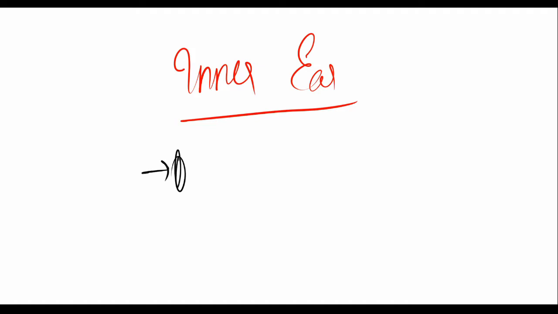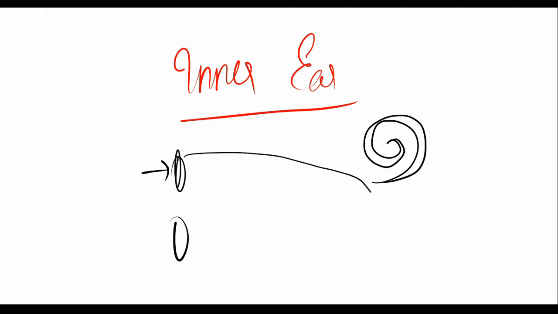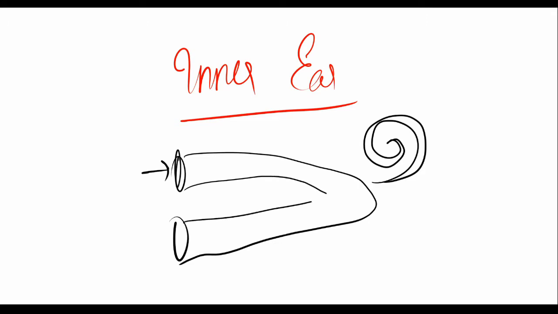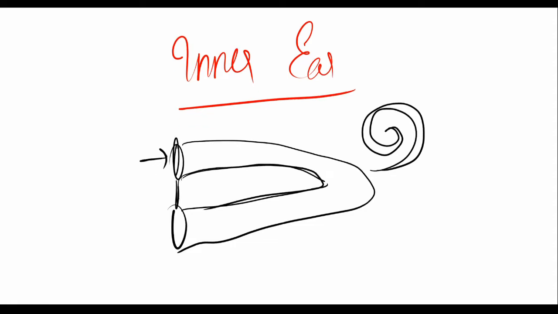let's say this is the oval window, this is the round window, and instead of drawing the whole coil of the cochlea, which apparently is like this, I'll just show you in this form. So imagine this is the whole coil of the cochlea. Okay, a little bit of anatomy, so I hope it's not much.